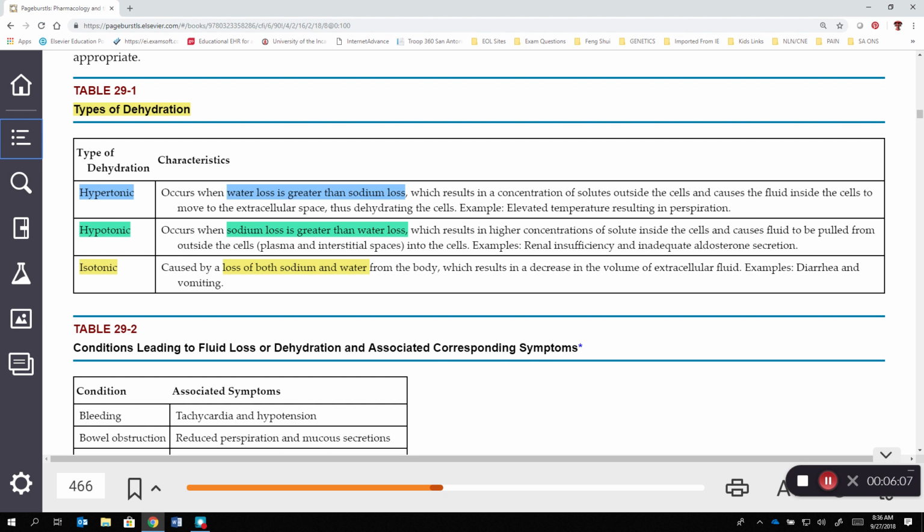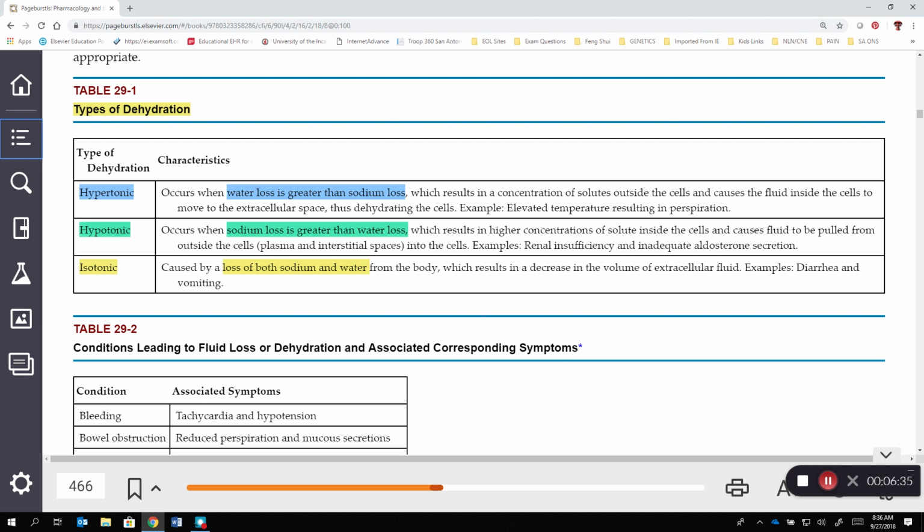When we have hypertonic dehydration, think about a patient with a fever and they're perspiring. A fever raises the core body temperature to make a hostile environment for bacteria or viruses, hoping to kill them. But what happens when it's really hot outside? We sweat, right? We lose fluid through perspiration, and we need water. Well, that's the same thing here.